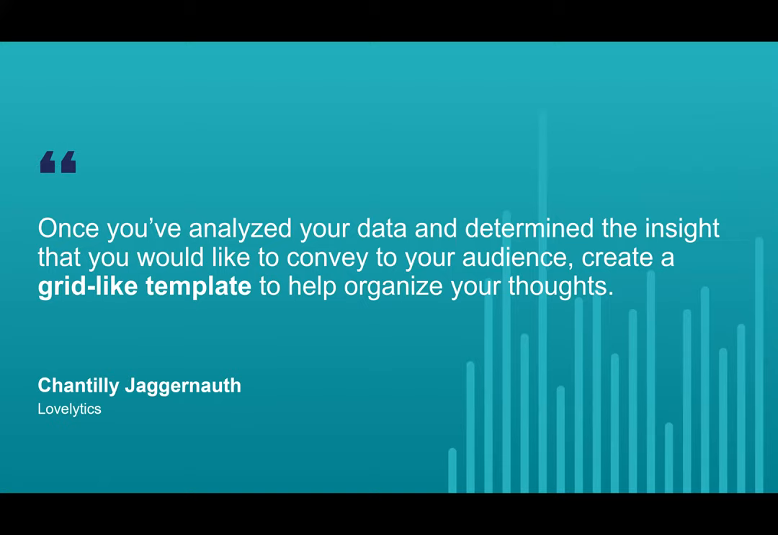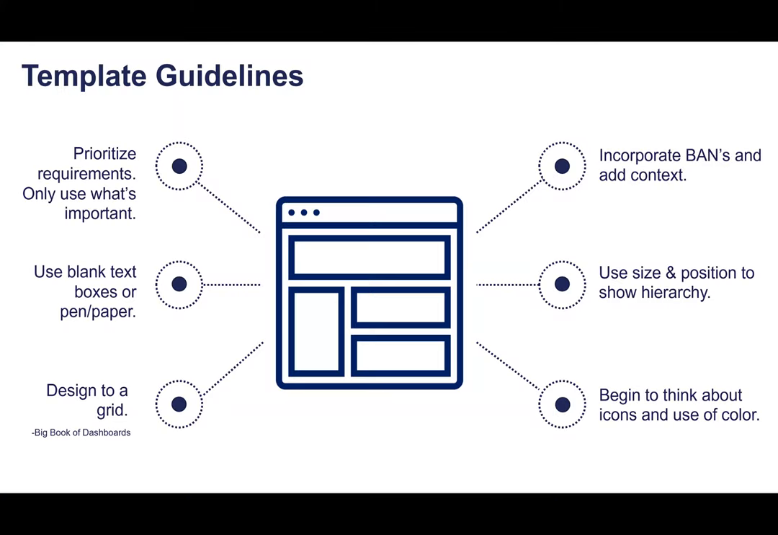Once you've analyzed your data and determined the insight that you would like to convey to your audience, create a grid-like template to help organize your thoughts. So here are the requirements that I typically look at when creating a template. First, you want to take a list of all of your requirements and prioritize them and only use what's important. Then you want to use either blank text boxes or pen and paper to start to outline your dashboard. Third, you want to make sure you're designing to a grid. You also want to incorporate bands and add context. And then you want to use size and position to show hierarchy. And last but not least, you want to begin to think about icons and the use of color.